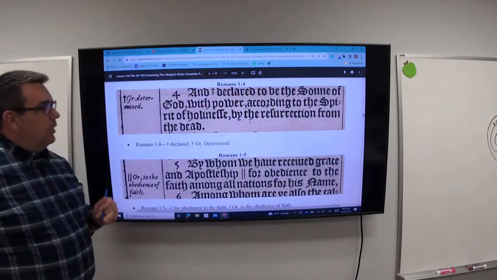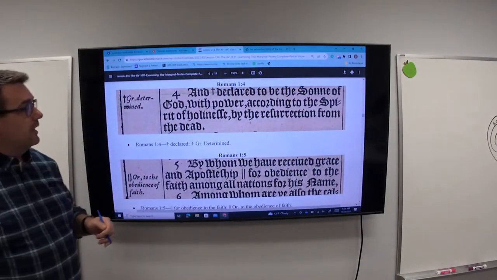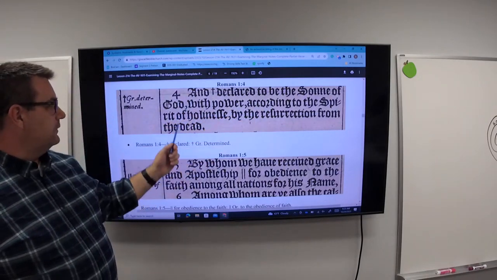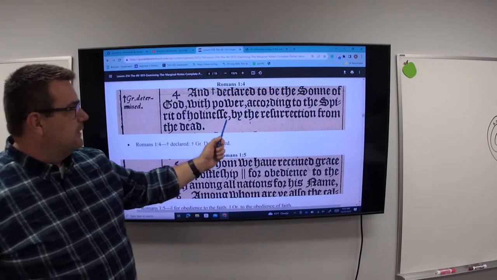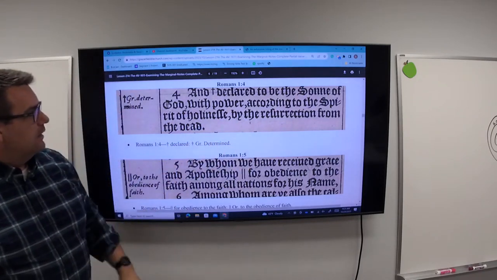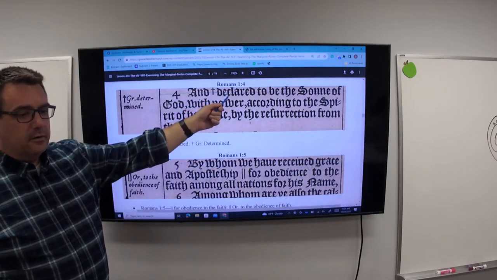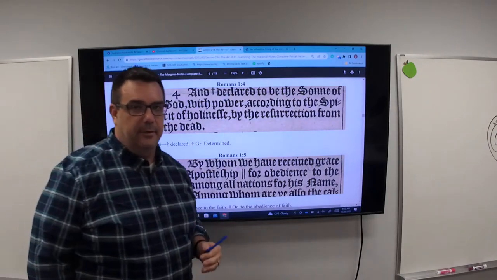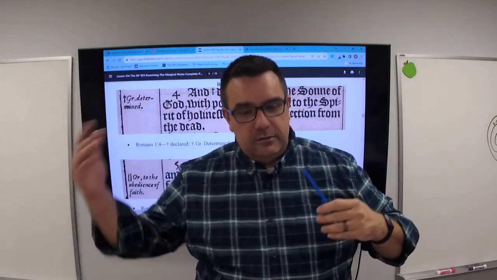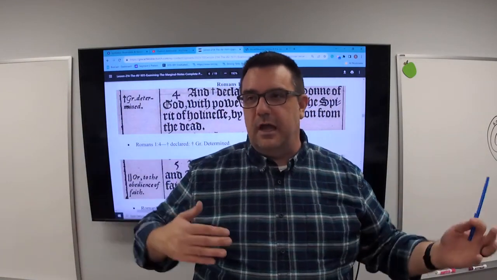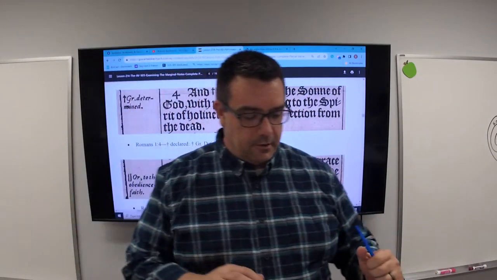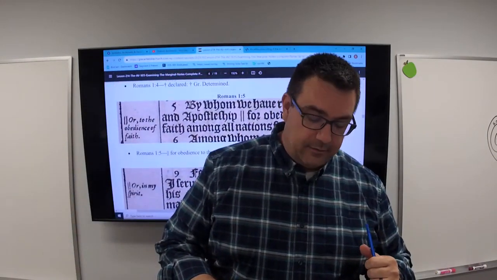So Romans chapter 1 verse 4. And declared to be the Son of God with power, according to the Spirit of holiness, by the resurrection from the dead. Notice there's a dagger by declared. You come over to the margin, and it says Greek determined. Determined, declared. They're saying the more literal Greek reading would be what? Determined, all right?